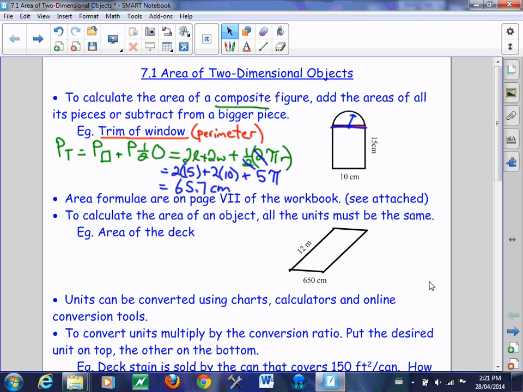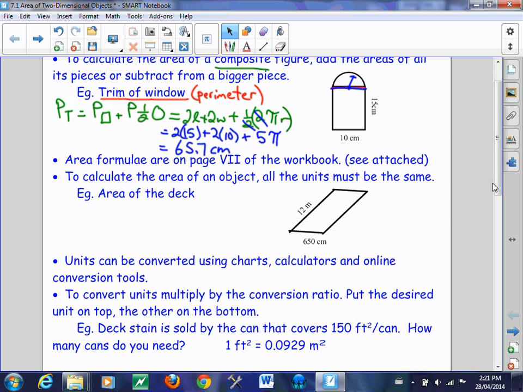Taking a look at our second example, area formula are on page 7 of your workbook. Also see attached, I also will probably provide you a photocopy or a print off of this sheet that you'll see attached on the next page, which I'll show you, or at the end of this lesson. You could also use it.